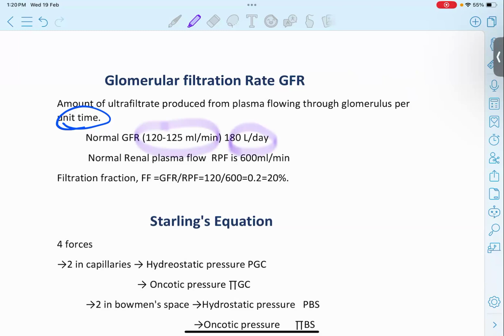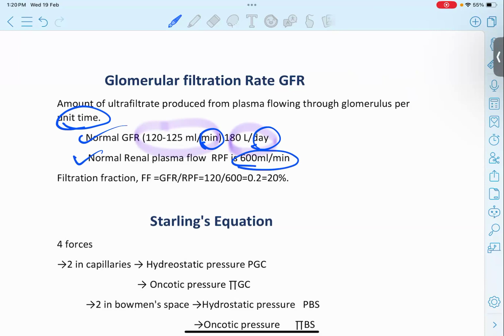Per unit time means they can ask it either per minute or per day. So it's 125 ml per minute or 180 liter per day. And now this is the GFR, okay? Now normal renal plasma flow, you need to memorize this. Normal renal plasma flow is 600 ml per minute.